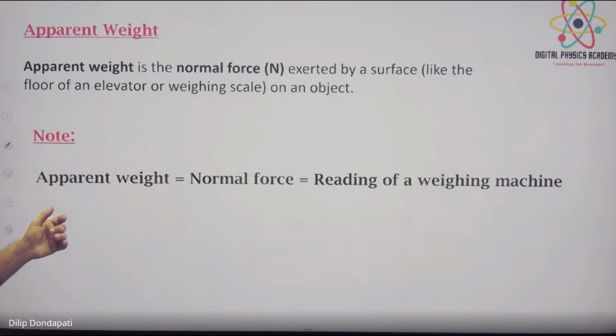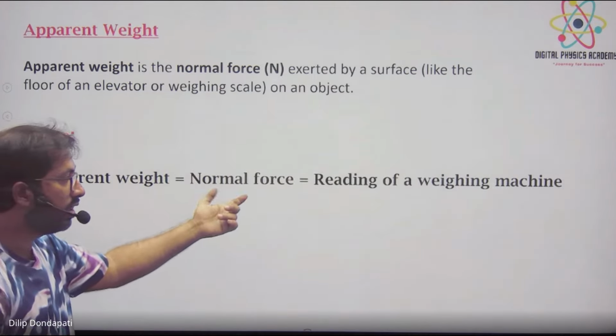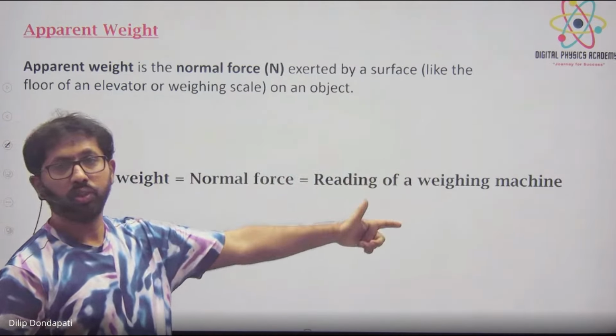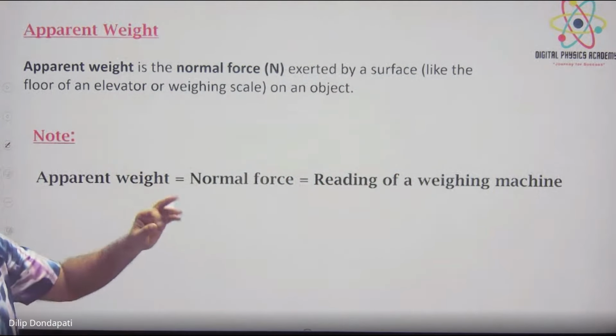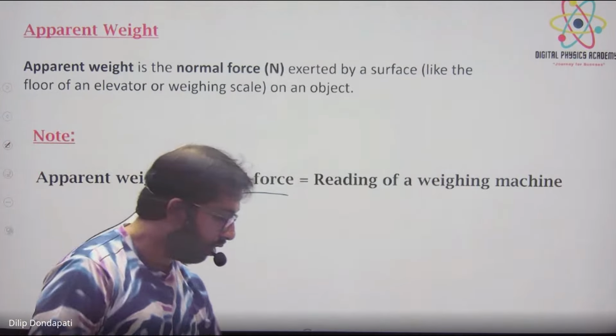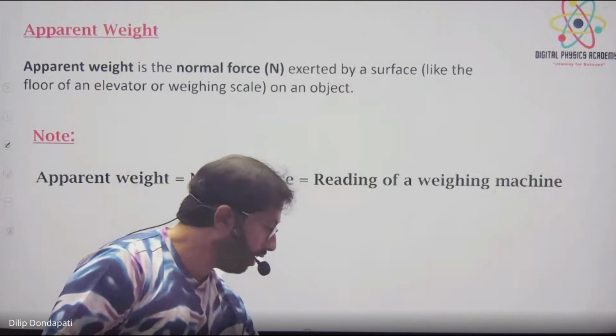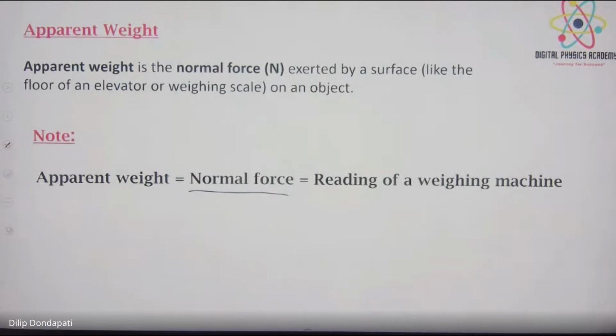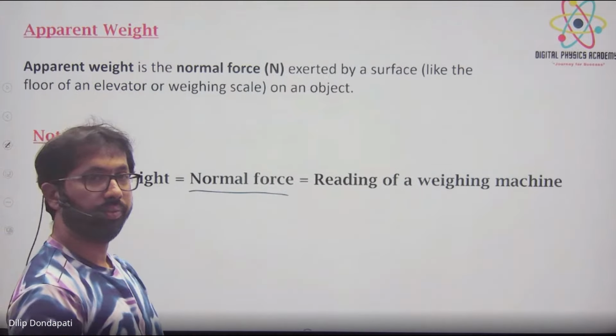And note, apparent weight is equal to normal force, which is equal to the reading of the weighing machine. So the reading of the weighing machine always calculates the normal force only. I'll show an example where the weight will be greater or lesser. You check sometime while going in a lift, downwards your weight will decrease.